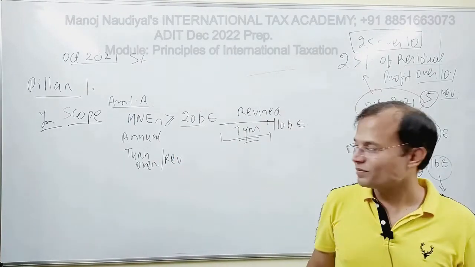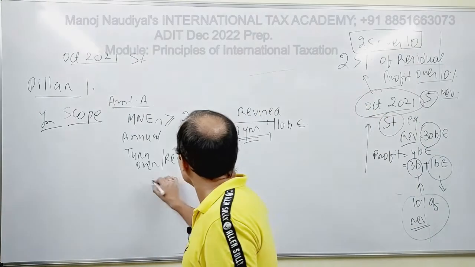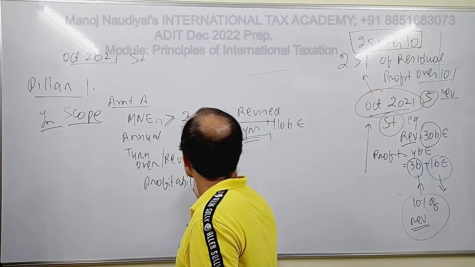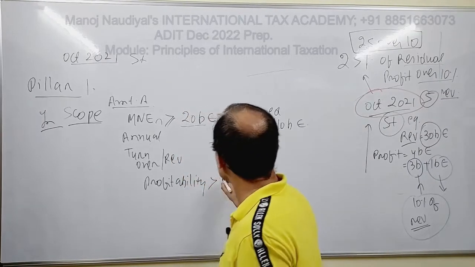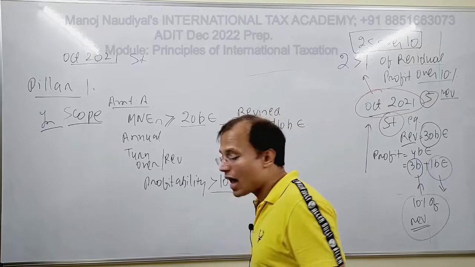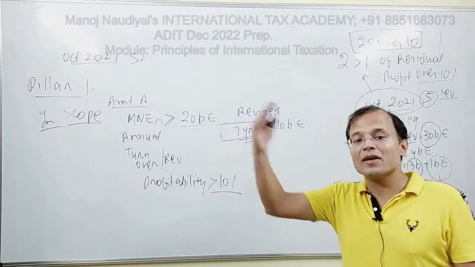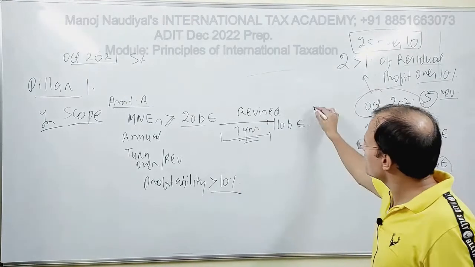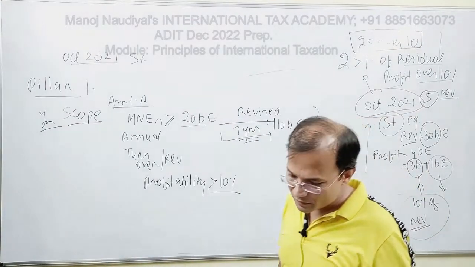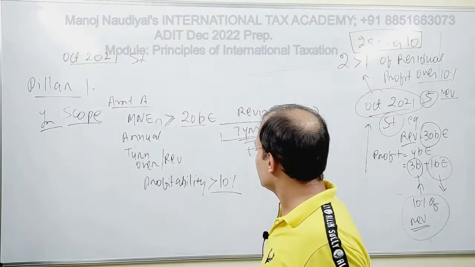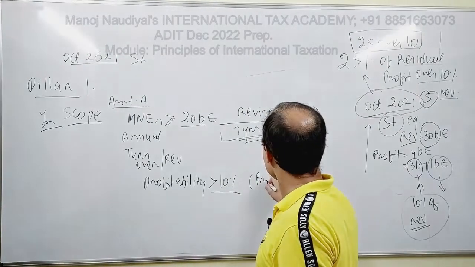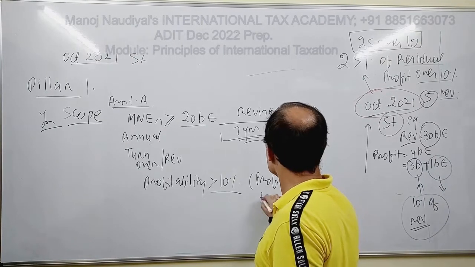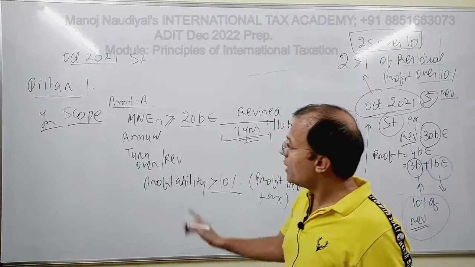Two thresholds. That is profitability over 10%. Yes or no? Yes, sir. Fine. So profitability over 10%, because only then you have residual over 10% and 25% of that. Fine. So this is your in-scope MNEs. Profit before tax. Fine. Right. Profit before tax, that is 10% of profit before tax. Okay, in scope.